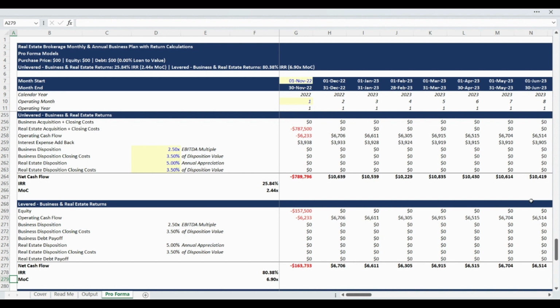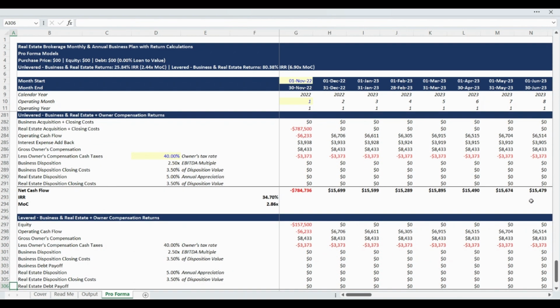All of the following returns tables will utilize the disposition values and closing costs generated in the first table. The next returns table consolidates applicable line items to generate the levered net cash flow, internal rate of return, and multiple of capital. The returns presented in the second table are on a levered basis from the perspective of an investor-owner not taking a salary from operating the business.